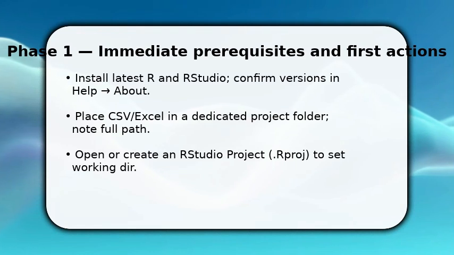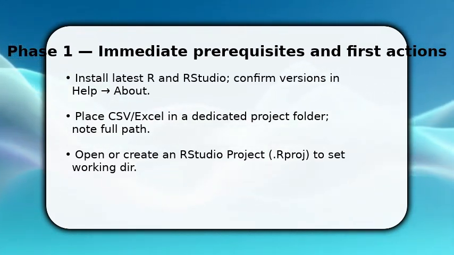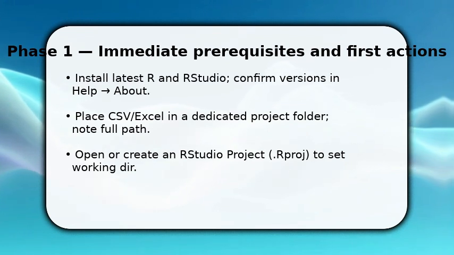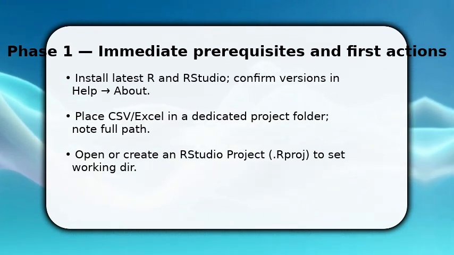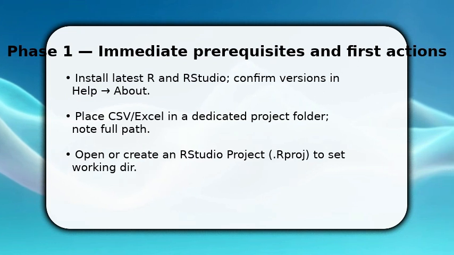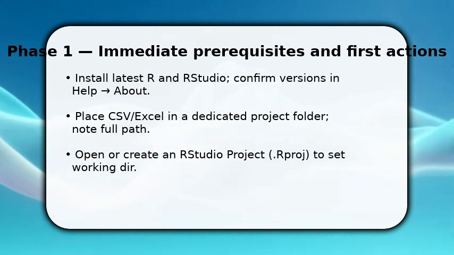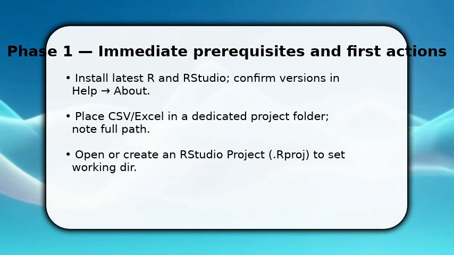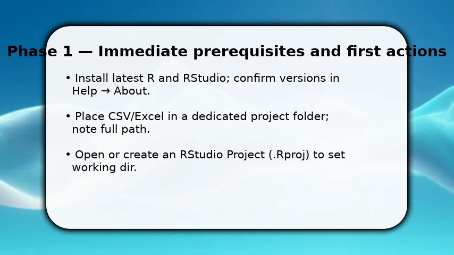You start by ensuring R and RStudio are current. This prevents package incompatibilities. Once done, open or create an RStudio project so your working directory is stable. Put your CSV or Excel file into that project folder and note its file name and path. Then check getwd to confirm RStudio sees the right folder.